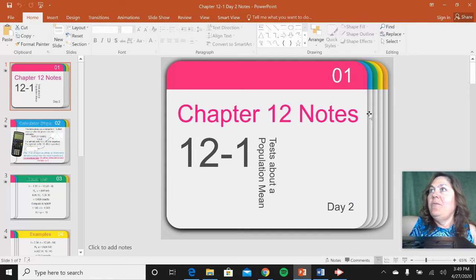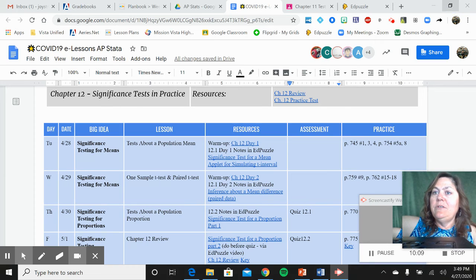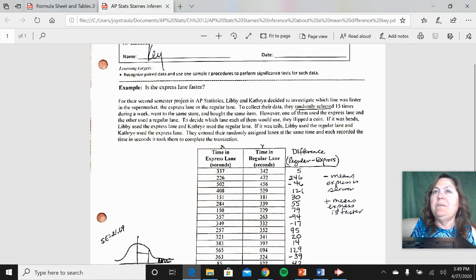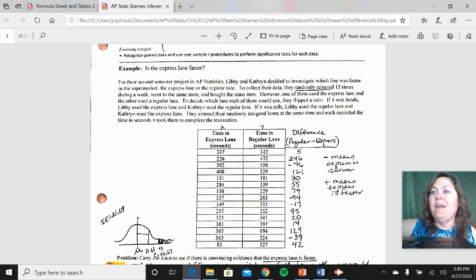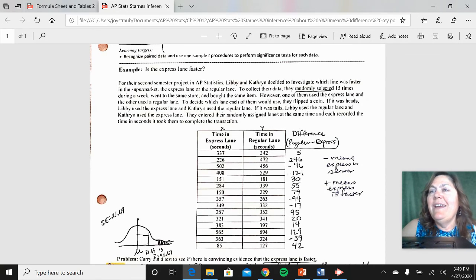Okay. All right, I want to go to today's worksheet, which is this one right here: is the express lane faster than the regular lanes? A couple of girls were doing this for an AP Stats project, and they gathered this data, time in the express lane and time in the regular lanes, to compare to see if there's a difference. This is a paired t-test because we're not going to run a test on the data from the express lane or the data from the regular lane.